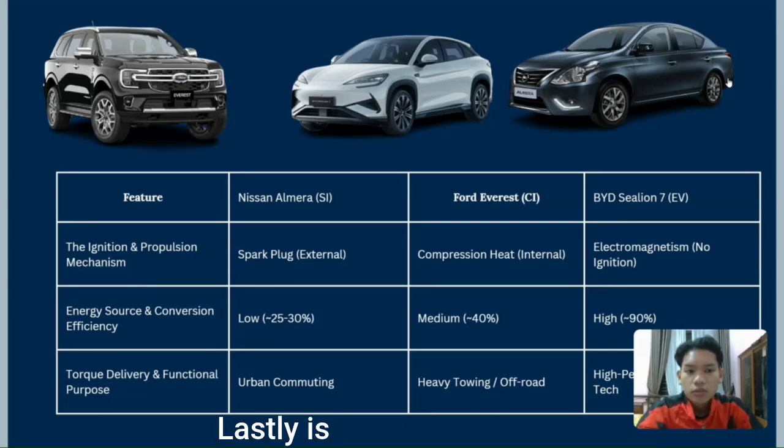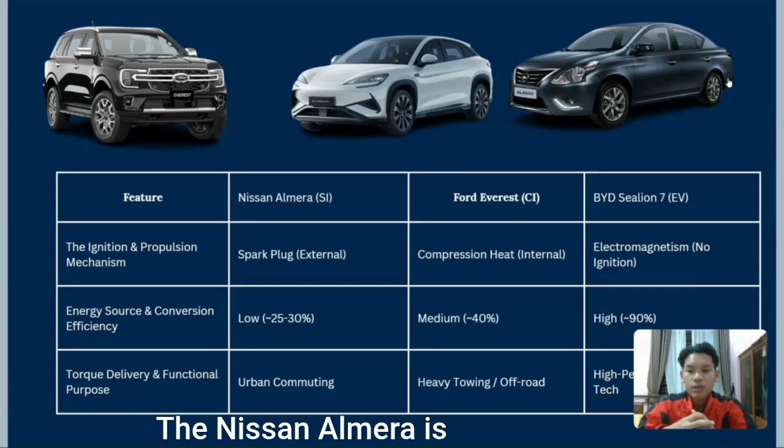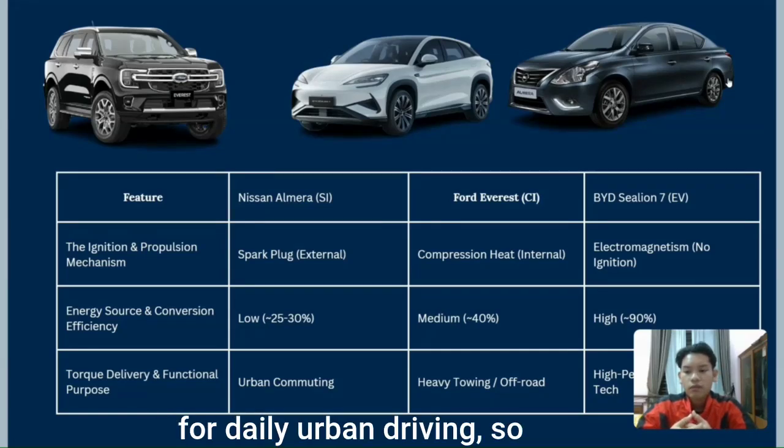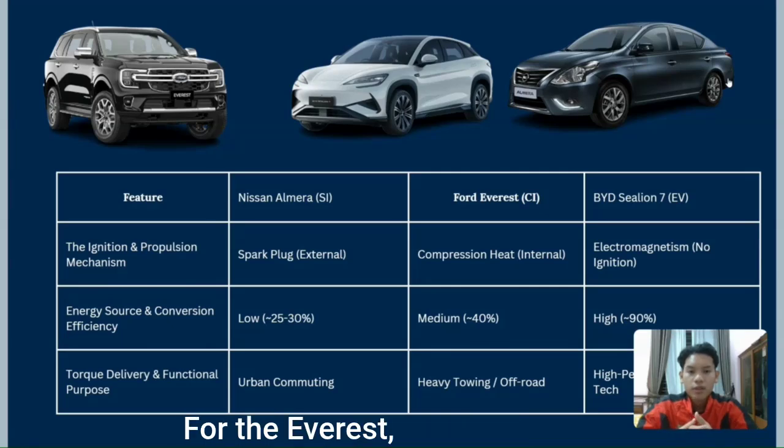Lastly is torque and purpose of these cars. The Nissan Almera is mainly for daily urban driving, so it's simple and economical. The Ford Everest is designed for heavy towing and off-road use because it has strong torque. The BYD Ceylon 7 is made for high performance and green technology, combining speed with environmental benefits.